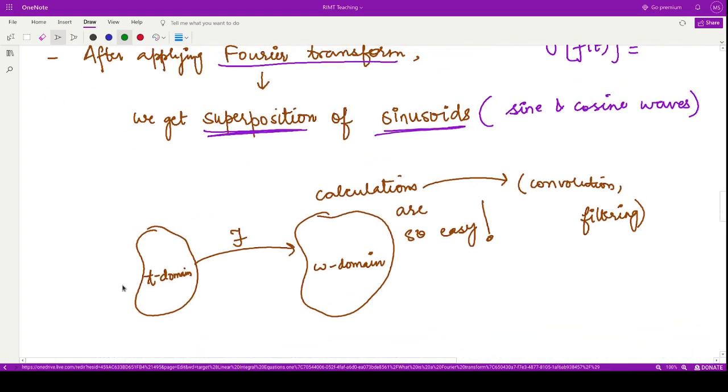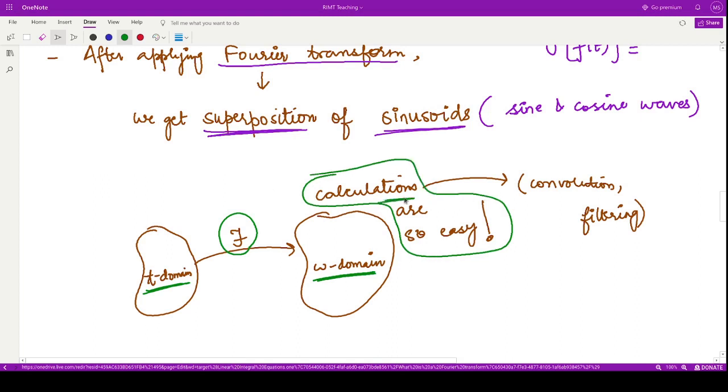This means that you were previously in the t domain. When you apply this operator F onto the given function or signal, you reach the frequency domain. Now in this frequency domain, you can perform a lot of calculations which are easy to perform. What kind of calculations? It could be convolution or filtering or things like that. These are some detailed things, and we will discuss them later on.